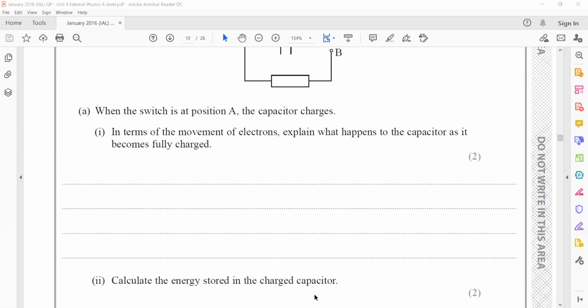So when it charges, what happens first is the electrons will move from the battery to the plate of the capacitor. When the capacitor is fully charged, there is no movement of the electrons, or the rate of electron flow decreases, and eventually it will stop when the voltage of the battery is the same as the voltage of the capacitor.